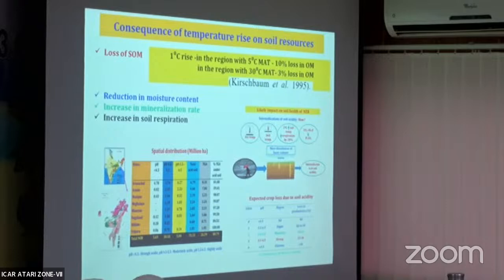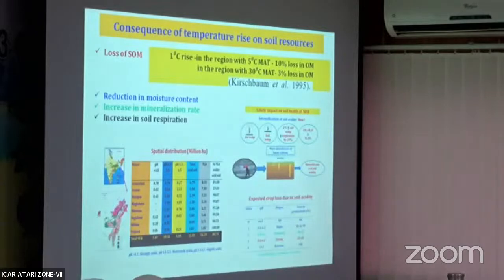So it is quite obvious the organic matter will be lost if the temperature is increasing. You might have studied in your 10+2 the relationship between temperature and rate of reaction. As a thumb rule, for every 10 degree rise in temperature, the rate of reaction doubles. So if the temperature is increasing, the rate of reaction will increase, and a lot of organic matter will be lost. The reduction in moisture content is also obvious. If temperature is going up, a lot of moisture will be lost from the soil as well as from the plant system.